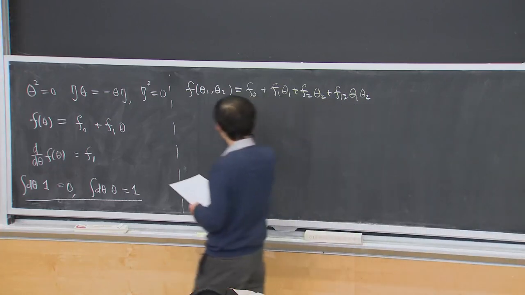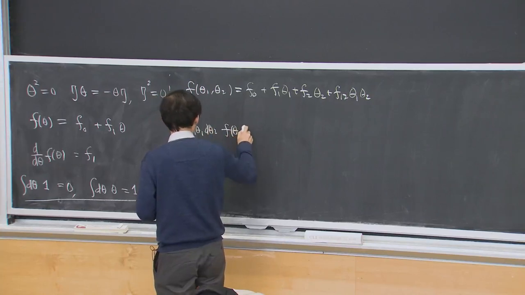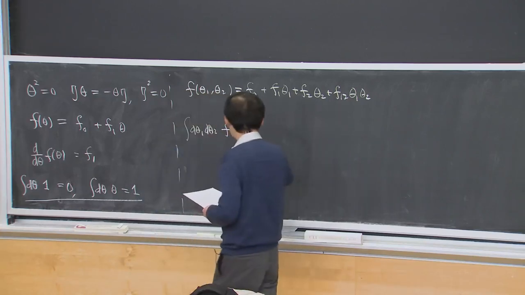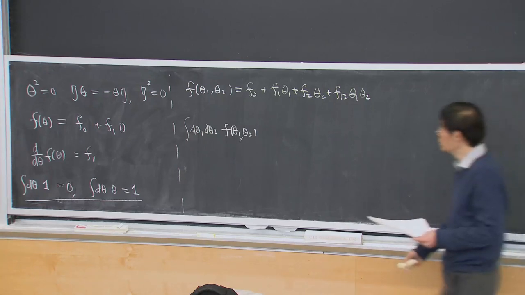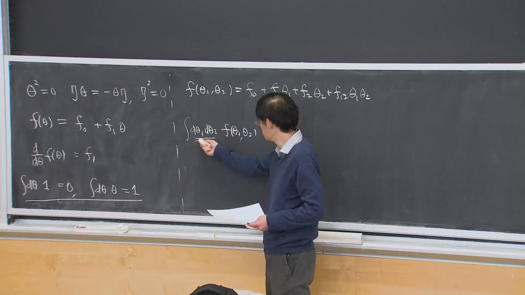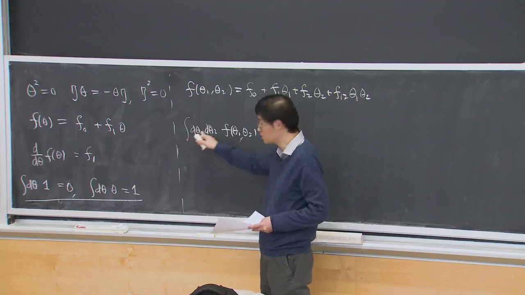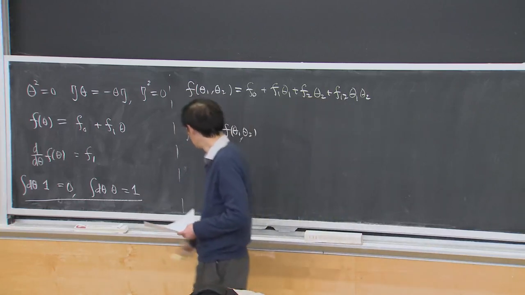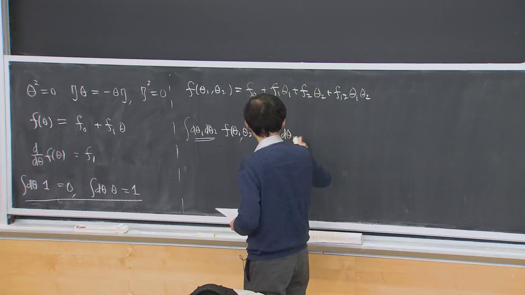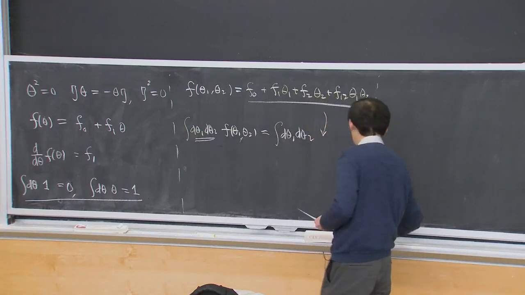Now let's look at an example of integration. Let's look at the integral of a function of two variables. You should keep in mind that the order is important because theta 1 and theta 2 anti-commute. So d theta 1 d theta 2 equals minus d theta 2 d theta 1 if you want to change the order. We can do the integration using this rule: you just plug this expansion into here.